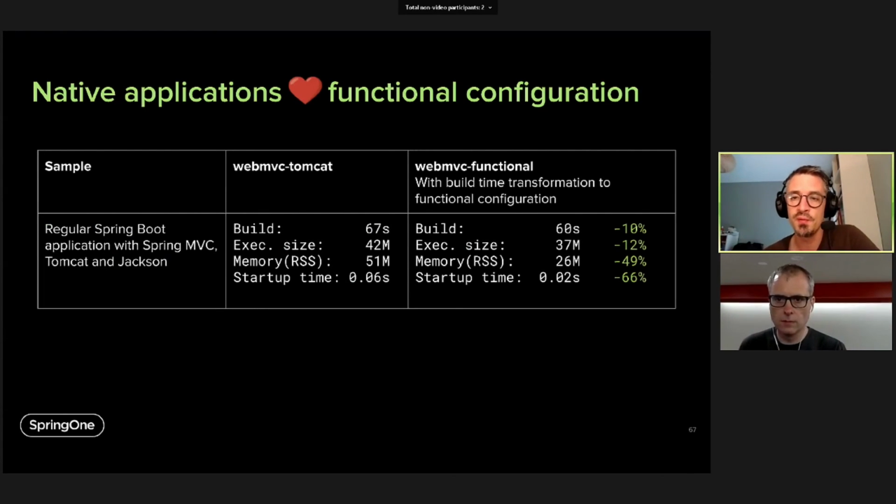It's important to show you figures. So we have this WebMVC Tomcat sample, which is the regular Spring Boot application with Spring MVC, Tomcat, and Jackson. We have shown previously that we have a memory consumption, total memory consumption of 51 megabytes. And you see that it's only 26 megabytes using this kind of configuration. And this is all build-time transformation.